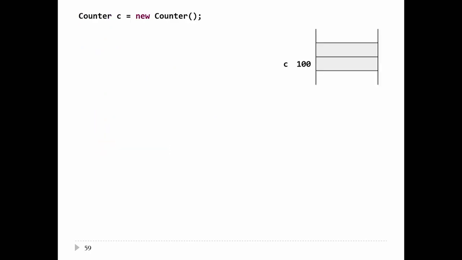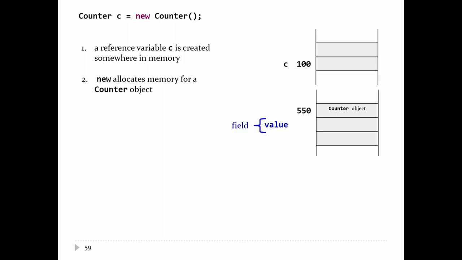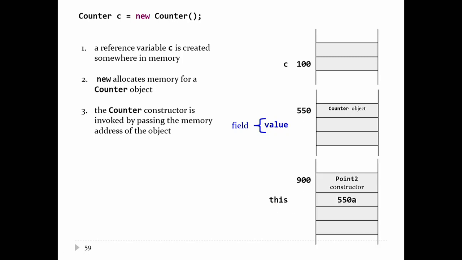One more time, I'm just going to go through this slide very quickly. When we make a variable and call the constructor, the variable appears in memory. New allocates memory for the counter, so it copies the counter class and plunks down the copy somewhere in memory. There it is. Every counter has its own value field. The counter constructor runs. It gets a parameter called this. The value of this is the address of the object that was just created by new. The constructor runs, and in this case, it sets this.value to 0.